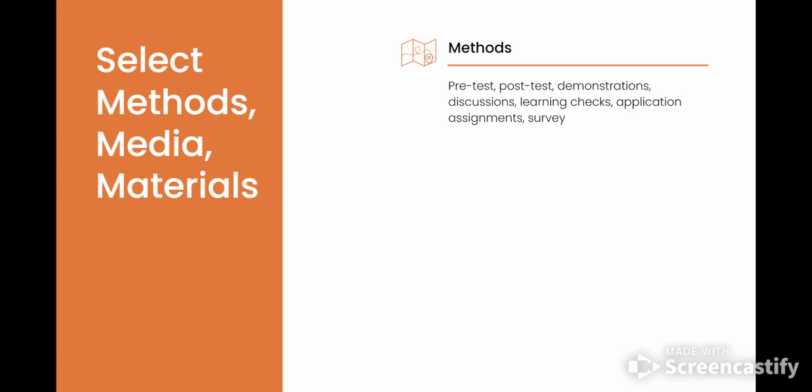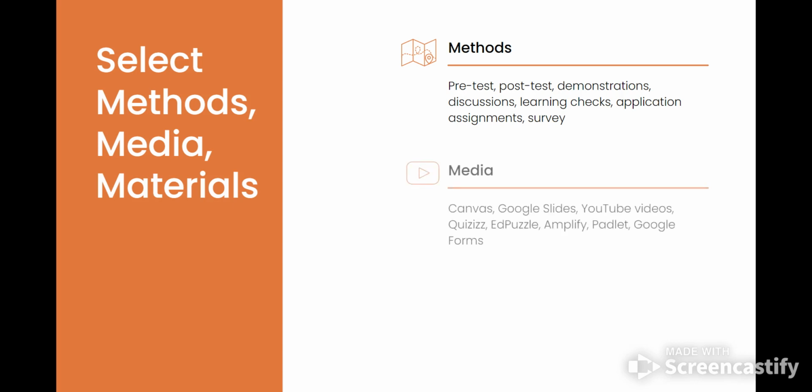For methods, we will use a pre-test, a post-test, several video demonstrations walking them through how to access things, discussions where students can post things they've learned and questions they have, learning checks along the way that will refer them back to materials that can help them review if they're not quite getting it, application assignments where they have to analyze or utilize Amplify to accomplish certain tasks, and then an exit survey to be able to analyze effectiveness.